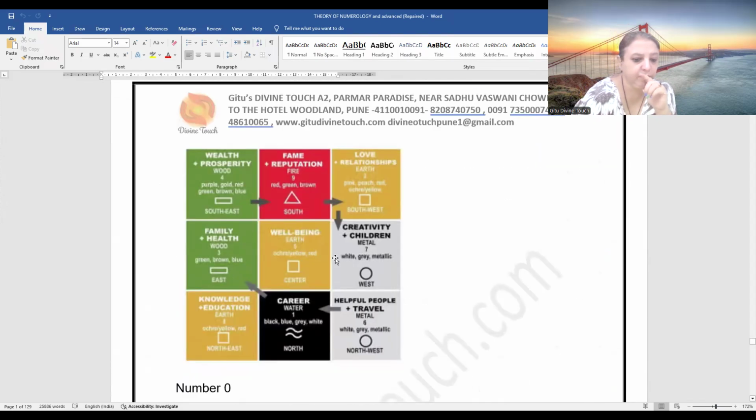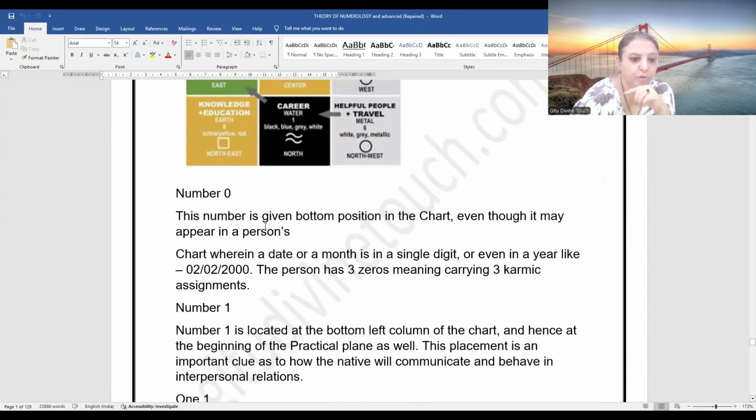Number 0. It is always written at the bottom of the grid, even though it appears in a person's chart. Here in this number, 0202 2000 is there. So these left side zeros we never take. We take only right side zeros. Suppose it was 2020, then it would have been 5 zeros. More number of zeros means you are carrying karmic assignments with you.